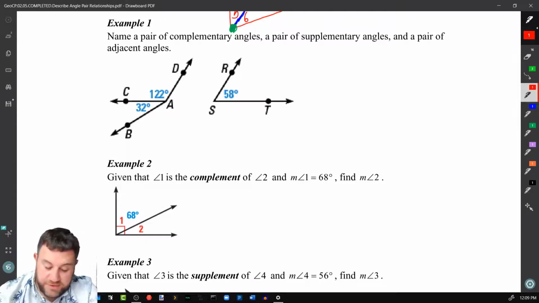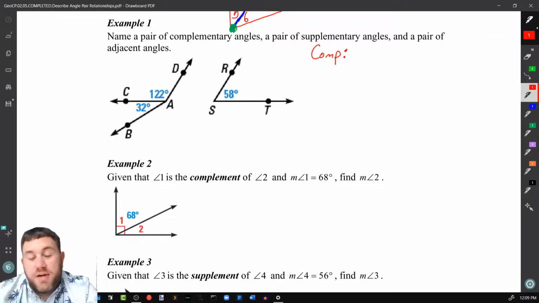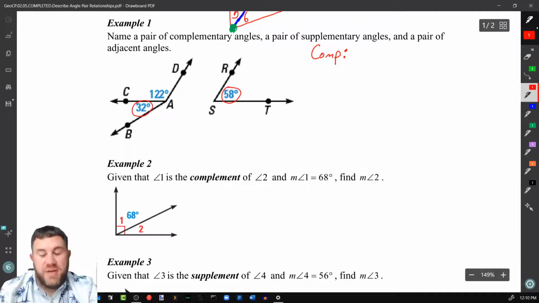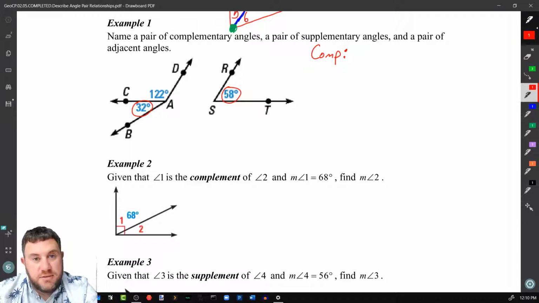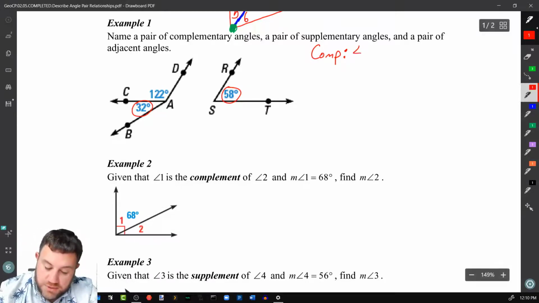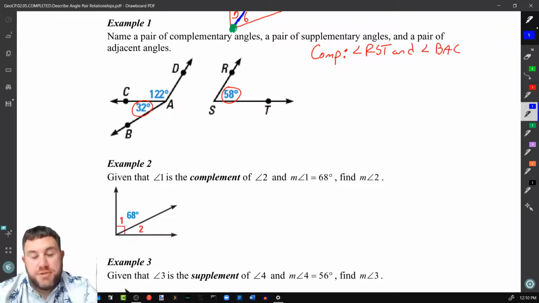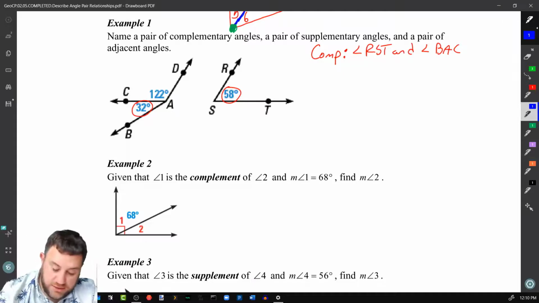All right, so here we've got, let's do our complementary angles. I'm just going to write comp, and okay, 122 is already greater than 90, so we know that it can't add up to anything to get 90. So is 58 and 32, if we added those two together, would we get 90? We would. So we'll say angle RST and angle BAC. Those are complementary angles because they add up to 90 degrees.